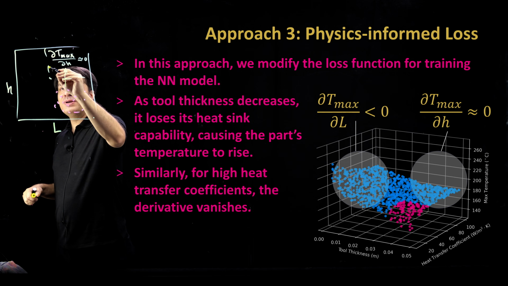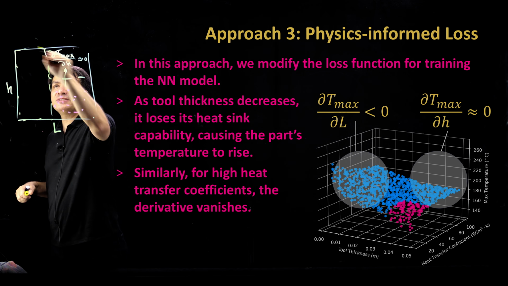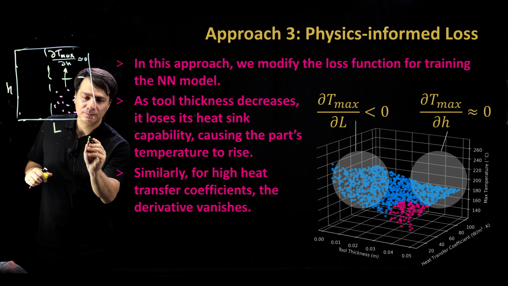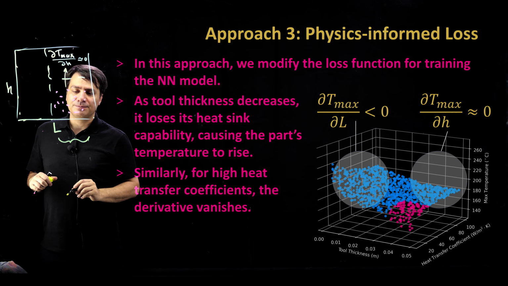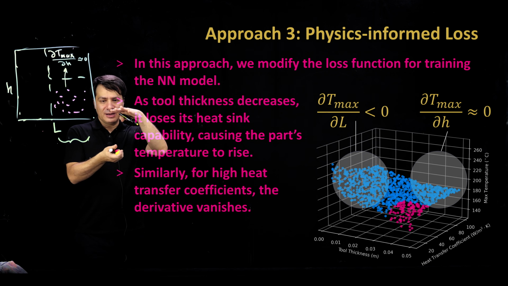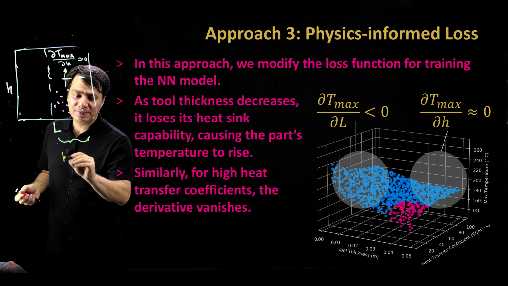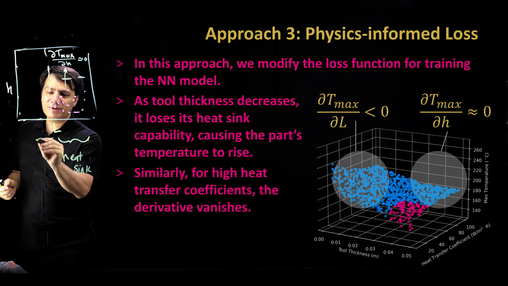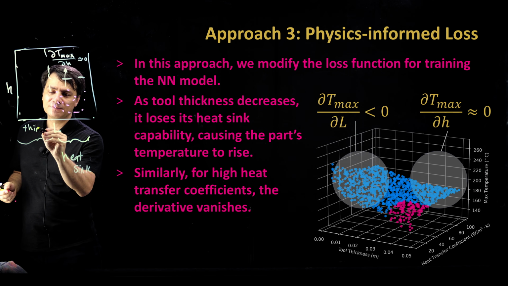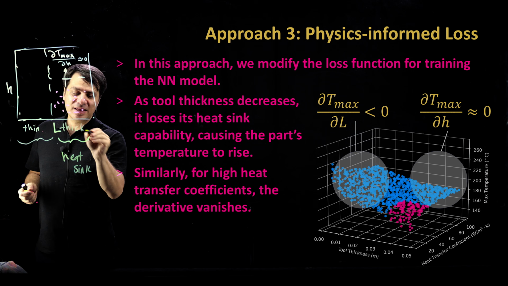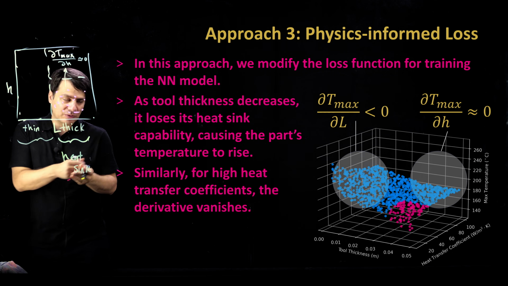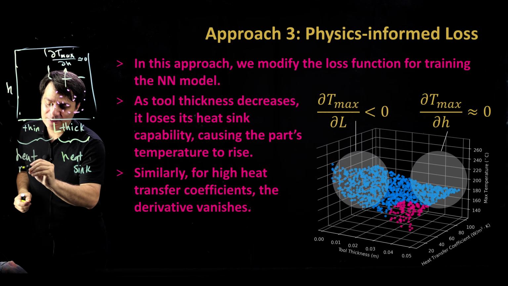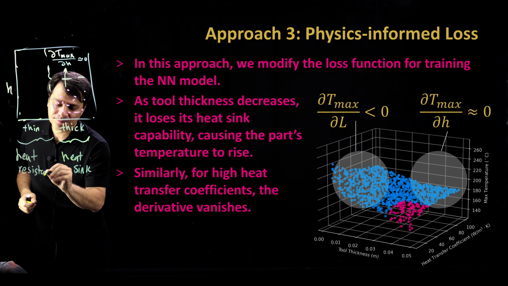We also know a bit about the other area based on the underlying physics. Underlying physics says if you have a very thick tool, it's like you have a good heat sink, so it absorbs the heat. But when you go to the thin tools, all of a sudden it's not a good heat sink anymore. It's just resisting. It's just a heat resistance. So that again comes from our understanding of the underlying physics.